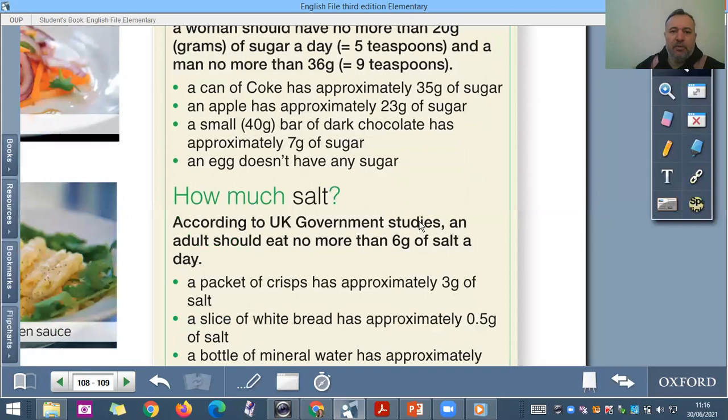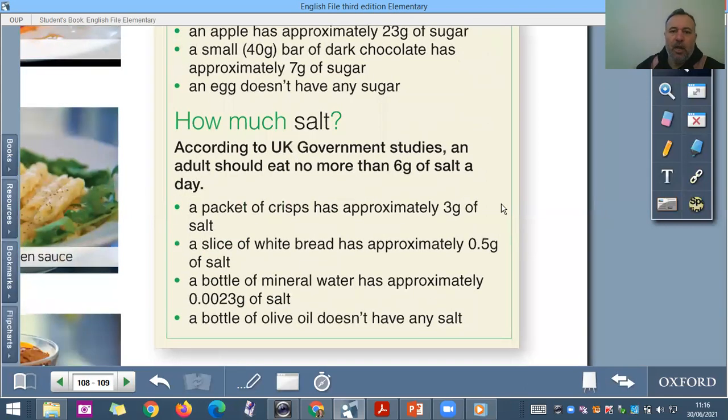Now the same questions for salt. According to UK government studies, an adult should eat no more than 6 grams of salt a day. A packet of crisps has approximately 3 grams of salt. A slice of white bread has approximately 0.5 grams of salt. A bottle of mineral water has approximately 0.0023 grams of salt, and a bottle of olive oil doesn't have any salt. Okay, so this is according to UK government studies.